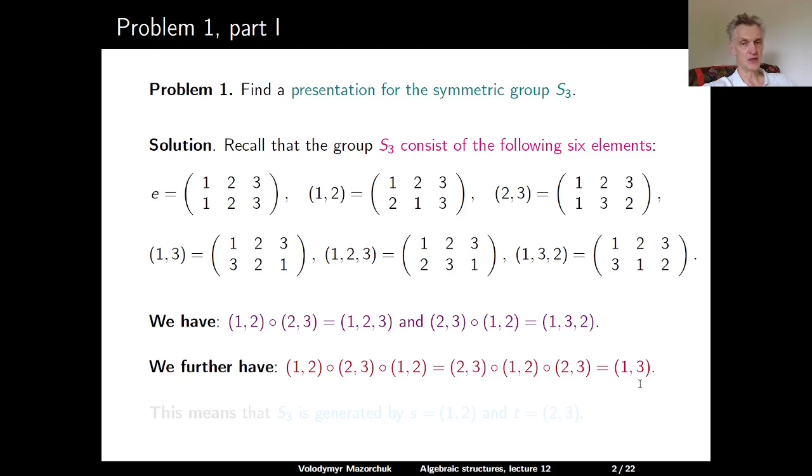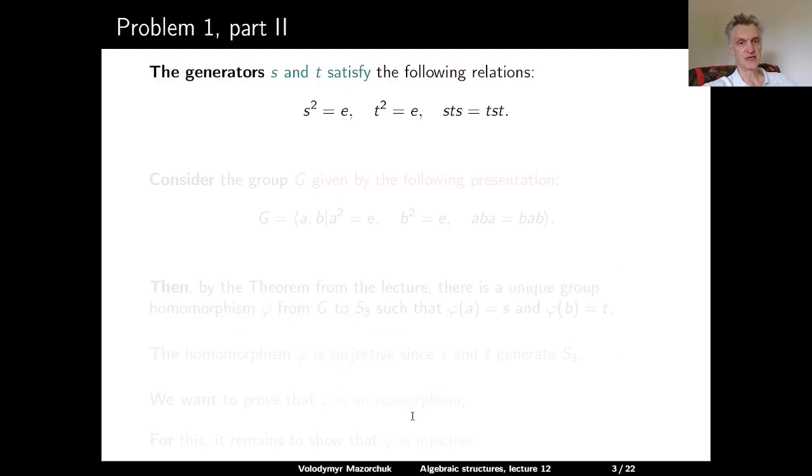So in particular, we can get all the elements of S3 by composing the two transpositions (1 2) and (2 3). So S3 is generated by these two transpositions. Let us denote the transposition of 1 and 2 by S, and the transposition of 2 and 3 by T. Now it is clear that these generators, S and T, satisfy the following relations.